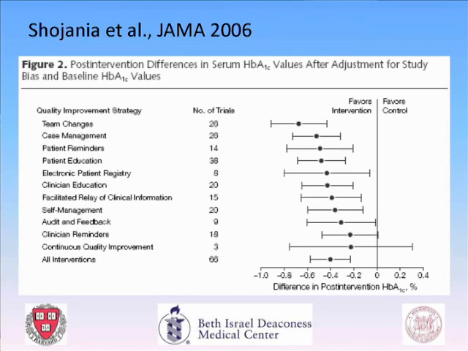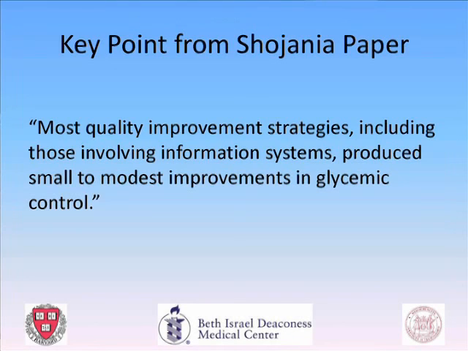This is a study that was published 4 years ago in JAMA, looking at the role of quality improvement, including information systems, in the care of diabetes. Although most of the projects did have some positive impact, the impact was very small. It's very modest compared to the amount of resources that were put into those quality improvement projects. So the take-home point from that paper in JAMA is that most quality improvement strategies, including those involving information systems, produce small to modest improvements in glycemic control of patients with diabetes.